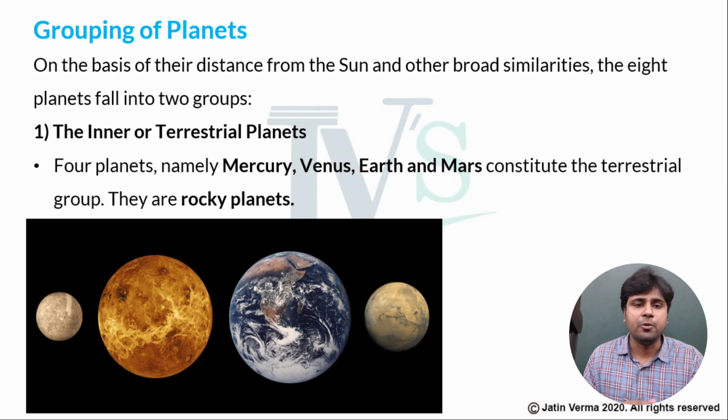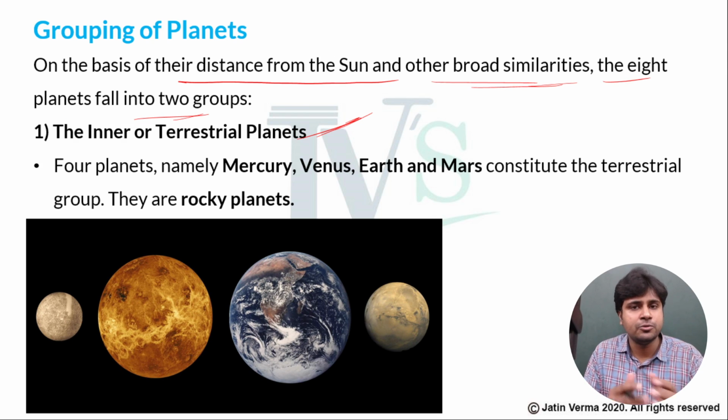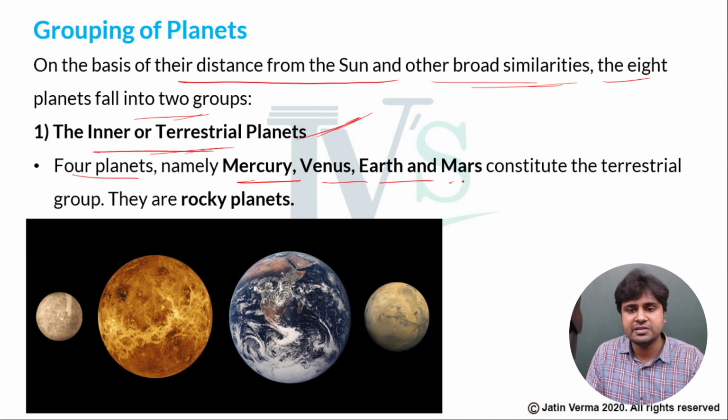Okay? Now, these 8 planets can be grouped into 2 groups. The first group is inner or terrestrial planets. Clear? Now, on the basis of their distance from the sun and other broad similarities, the 8 planets in the solar system fall into 2 groups. And the first group is the inner planets or the terrestrial planets. So in this group, we have 4 planets: Mercury, Venus, Earth, and Mars. So these 4 planets belong to the terrestrial planets or the inner planets. And they are also rocky planets.